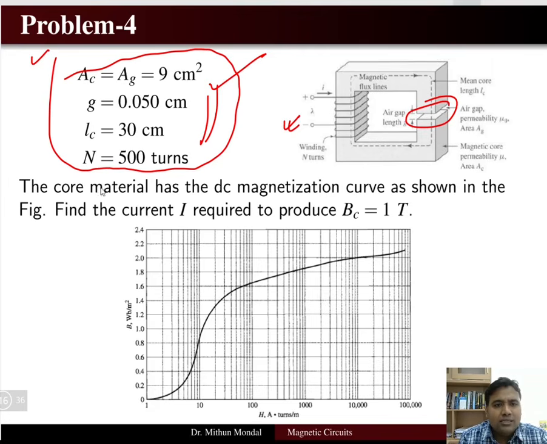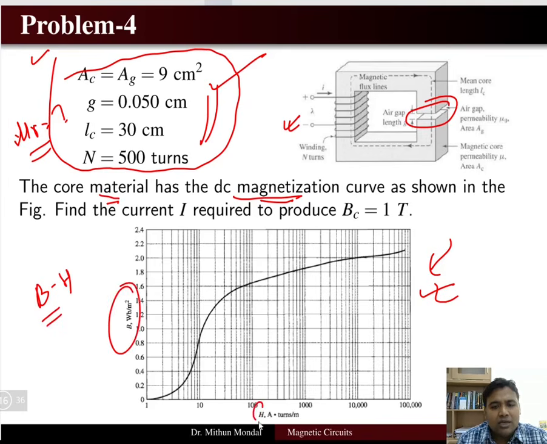Here, one difference is that the core material has the DC magnetization curve shown in the figure. If you remember problem 5 of the magnetic circuit, there μr was given, but here μr is not given. Rather, a curve is given to you, the BH curve, with B on the y-axis and H on the x-axis. Find the current required to produce a flux density of 1 Tesla. So you just have to find the current requirement to produce a flux density of 1 Tesla.